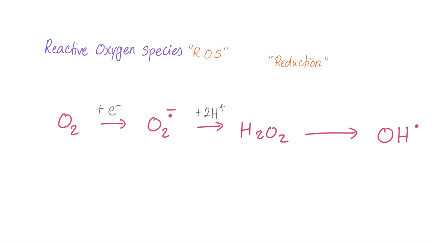For the reduction of reactive oxygen species, you start with oxygen, and this is called superoxide. This is hydrogen peroxide, and this is hydroxyl free radicals. When you add electrons, this is called reduction. When you add protons, this is also reduction. This is different from adding oxygen, because adding oxygen is oxidation.